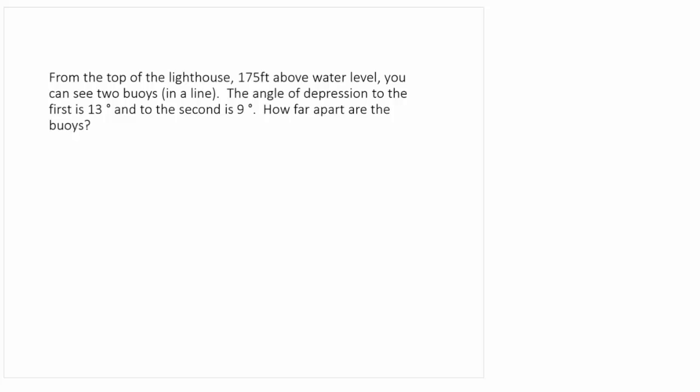Alright, so let's look at a couple more of these applications. From the top of the lighthouse, 175 feet above water level, you can see two buoys and a line. The angle of depression to the first is 13 degrees, and to the second is 9 degrees. How far apart are the buoys? So if you don't know what a buoy is, it's just something that floats in the water. It marks a position. Alright, so first we're going to draw a diagram.